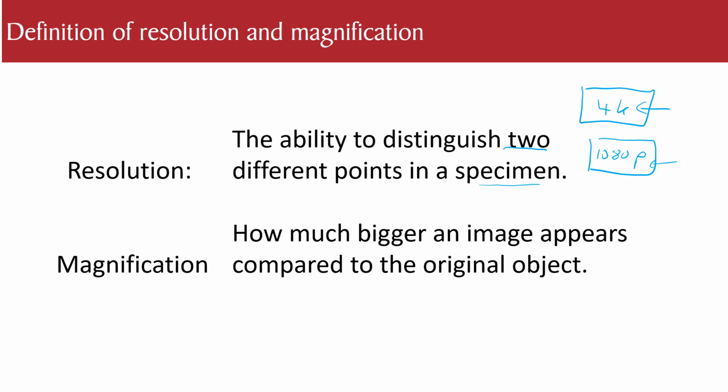Magnification is how much bigger an object appears compared to the original object. So a light microscope is quite low. An electron microscope has a very high magnification.